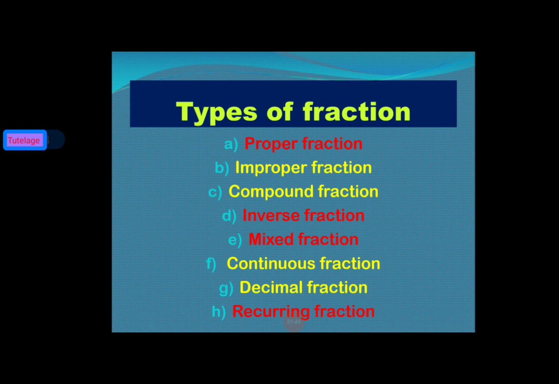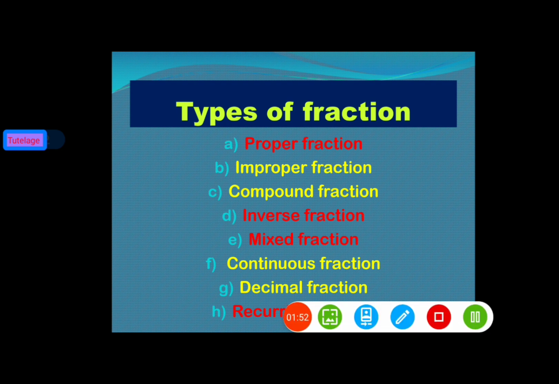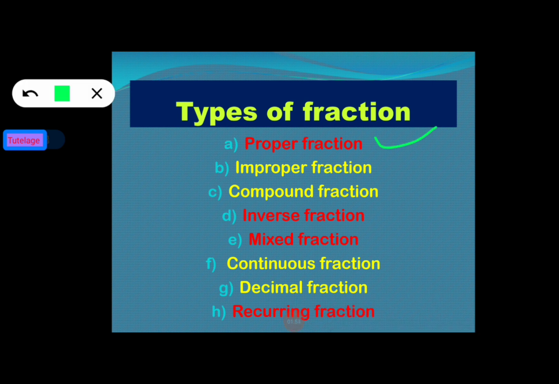Now going to the next slide, where we can see some types of fraction. We can see here 7 to 8 types of fraction. The first type is proper fraction, second improper, third compound, fourth inverse, fifth mixed fraction, sixth continued fraction, seventh decimal fraction, and the last one is recurring fraction. Okay, so going to the next slide for the discussion of the different types of fraction.